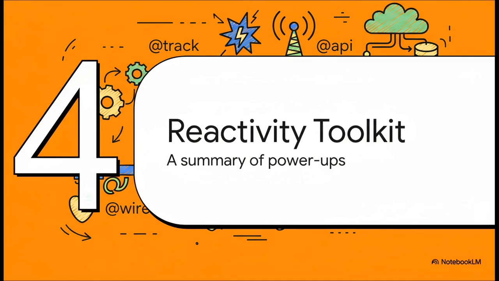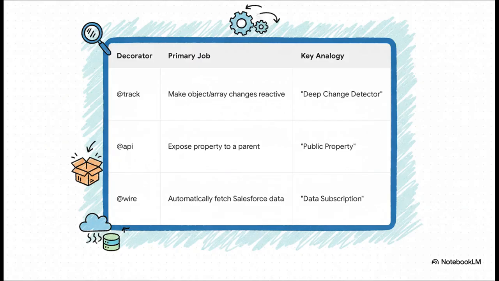So that's the whole toolkit: @Track for deep changes, @API for parent-child communication, and @Wire for fetching Salesforce data. Let's do a quick final review just to make sure these ideas stick. So here's the simplest way to remember it. Use @Track when you need a deep change detector for your objects and arrays. Grab @API when you need to create a public property so parent components can pass data to it. And use @Wire when you want a data subscription to automatically pull in and get updates from Salesforce.